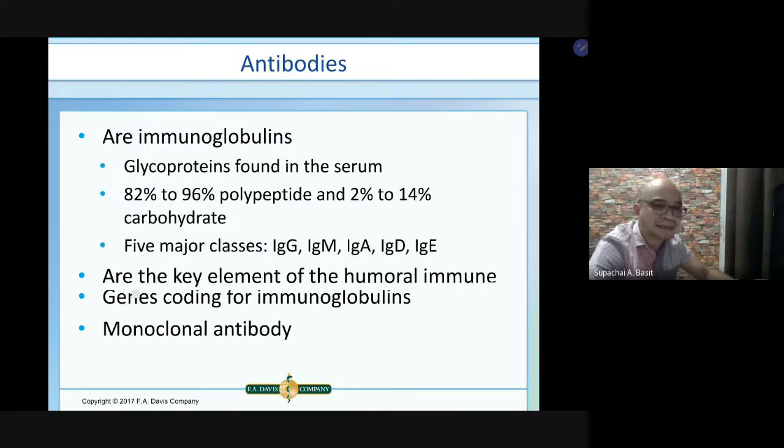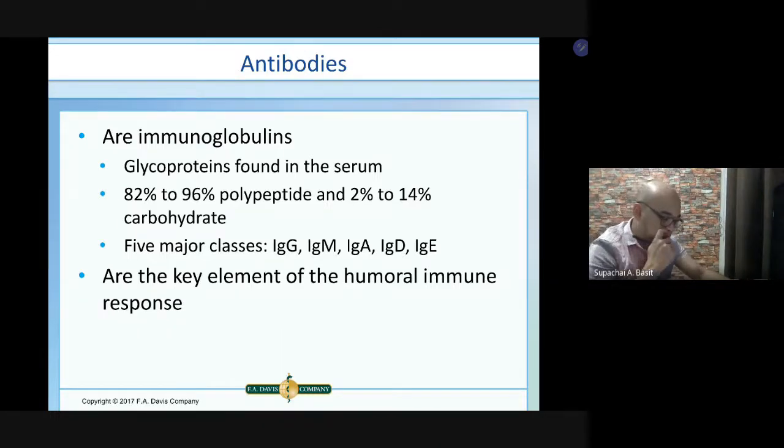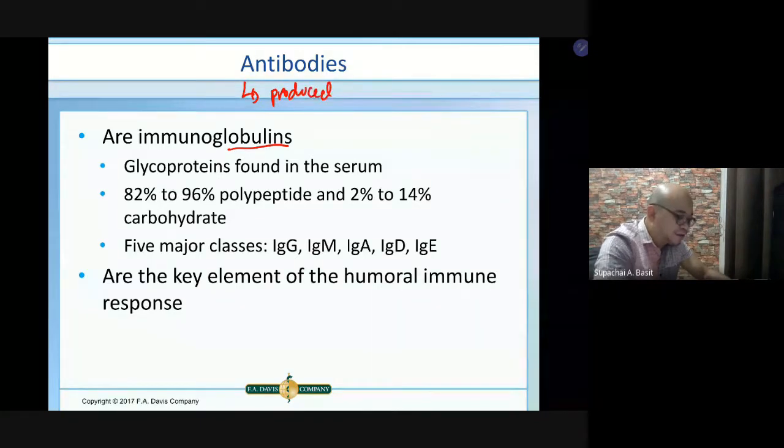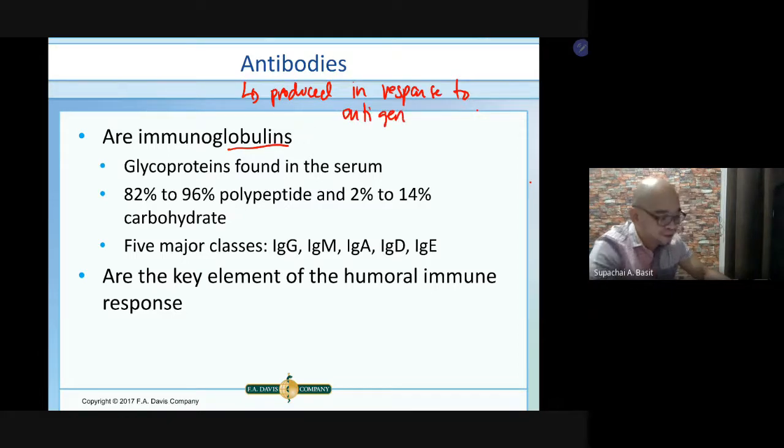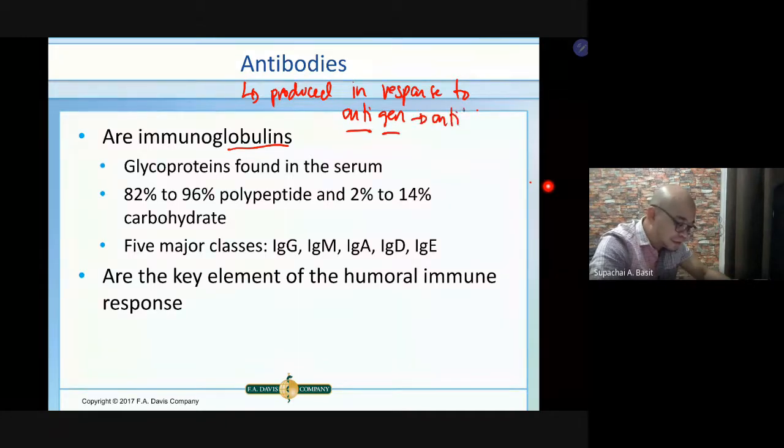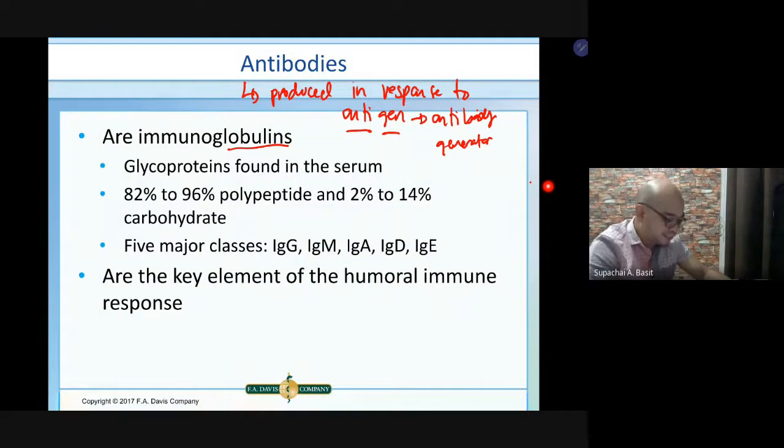So let us discuss antibodies first. Antibodies are actually immunoglobulins. They are produced in response to antigen. And from last week, we surmised that antigen is actually known as an antibody generator. Now, chemically, antibodies are actually serum proteins.